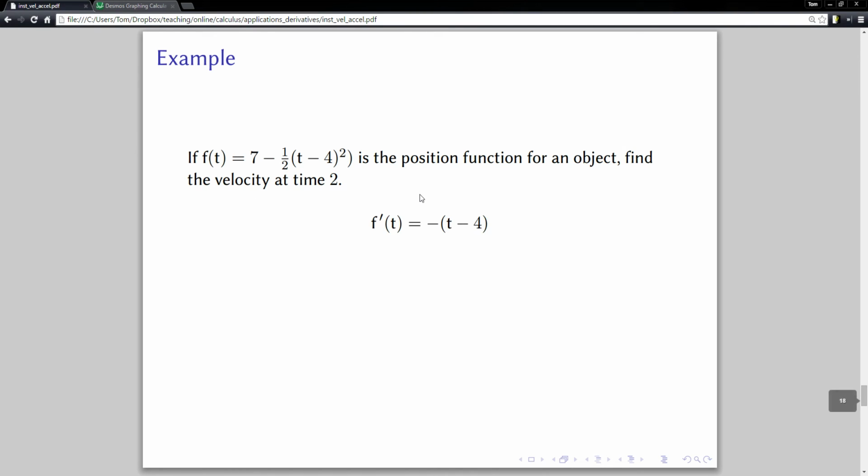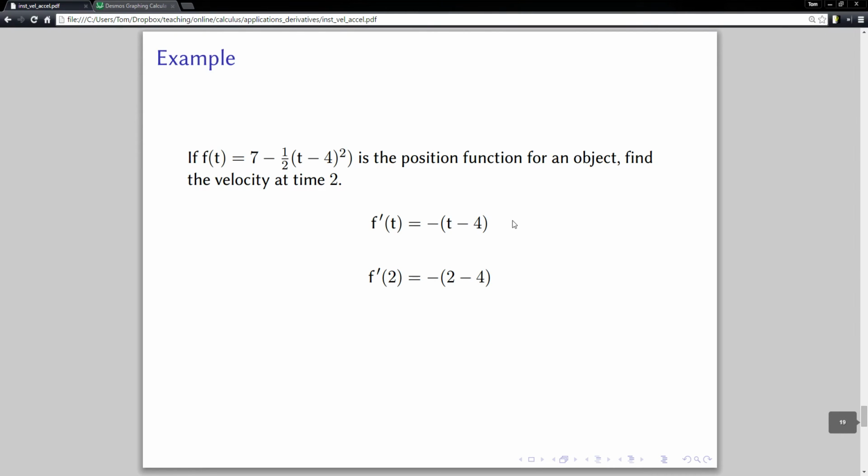All right, and we know that the instantaneous velocity, or velocity, is given by the derivative of the position function. So the derivative of f here, using the chain rule, the derivative of 7 would be 0, then minus 1/2, bring that 2 down and drop this power by 1. And then take the derivative of the inside, which is 1, right? So you would wind up with minus quantity t minus 4. So that's the velocity function, which is the derivative.